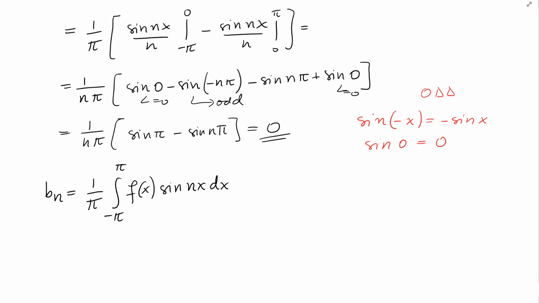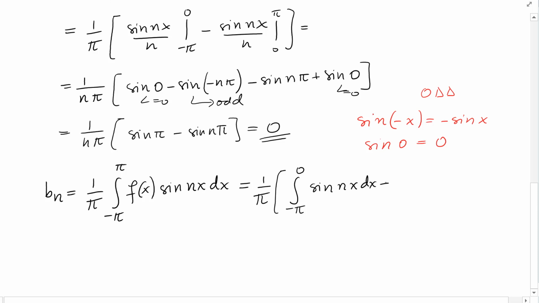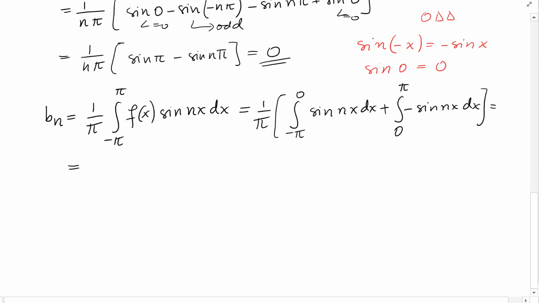So b sub n is given by this formula, 1 over pi integral from negative pi to pi of f of x sine of n pi x over L, but since L is equal to pi, this cancelled, and so we have 1 over pi, and then we separate it into integral from negative pi to 0, and f of x is 1 there, so it's going to be just sine of nx dx, and then plus integral from 0 to pi of negative 1 sine of nx dx.